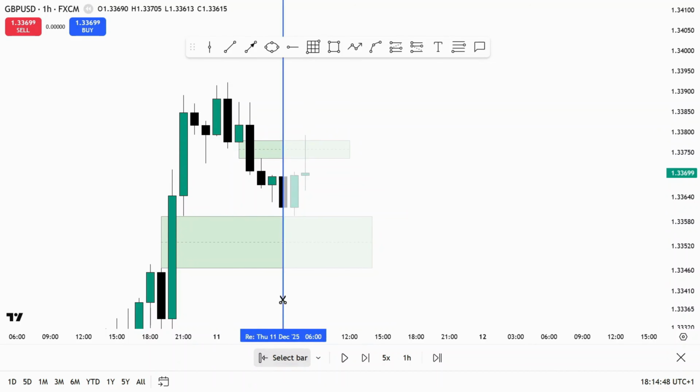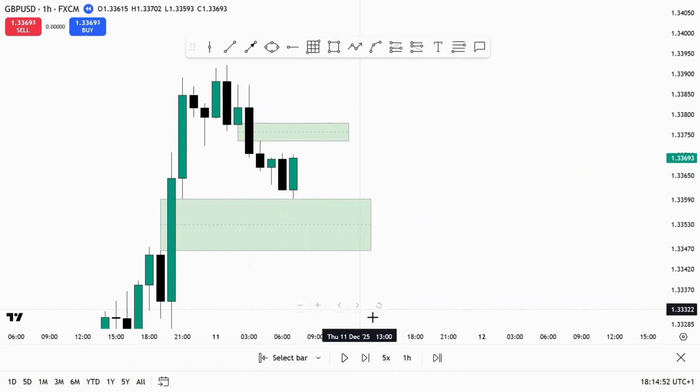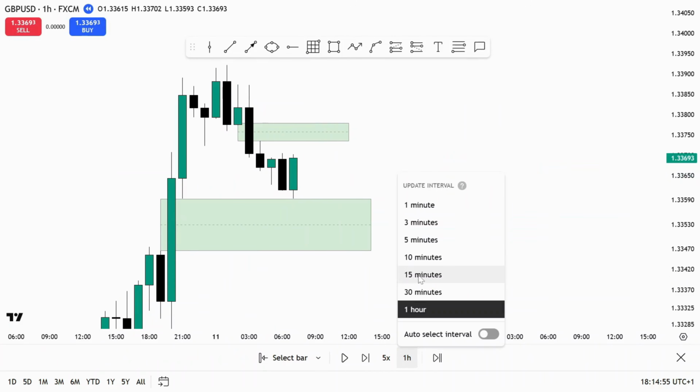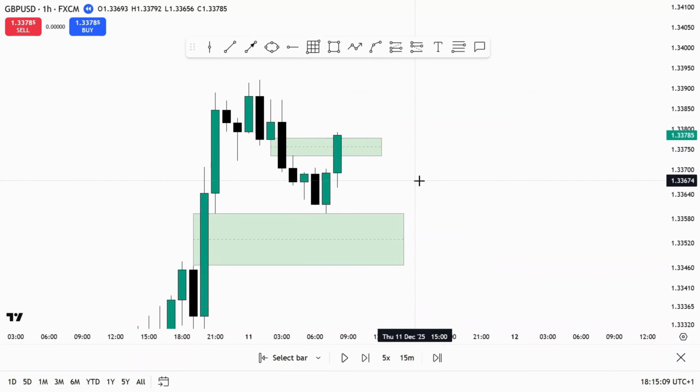And this is what I mean. So let's take price back to this level, and then we change this to the 15 minutes time frame so we can see each of that 1 hour candle in 15 minutes interval. So let's play the first 15 minutes. So here, this was the 1 hour candle in the first 15 minutes, and then this was the 1 hour candle in the next 15 minutes.